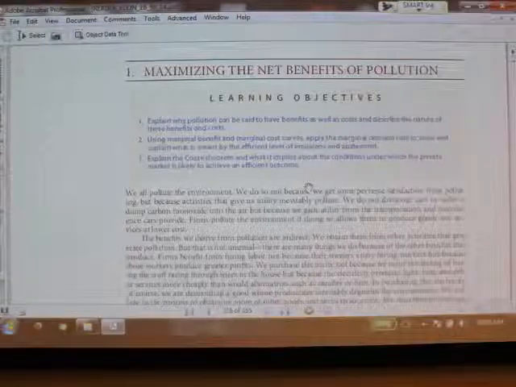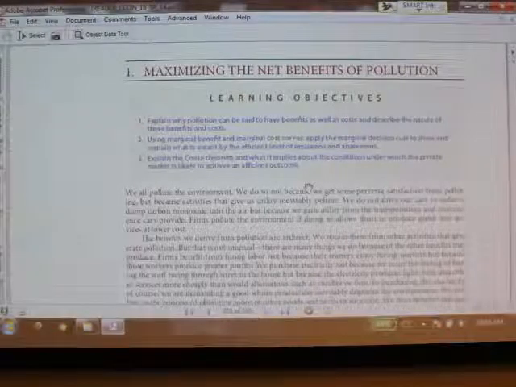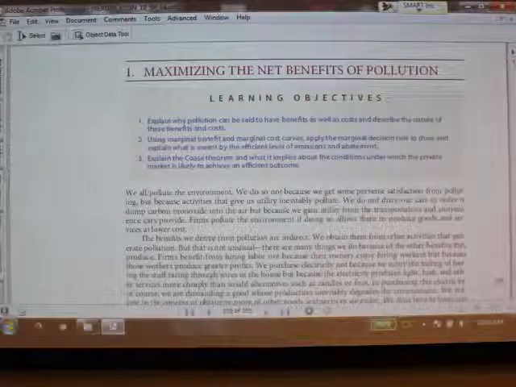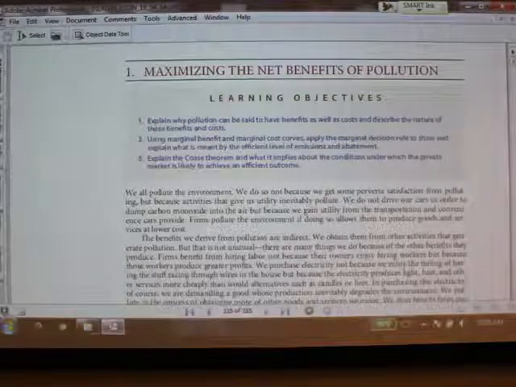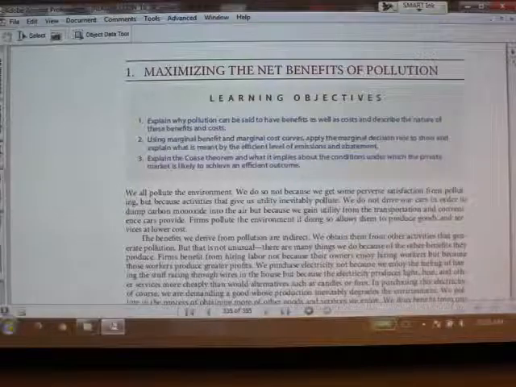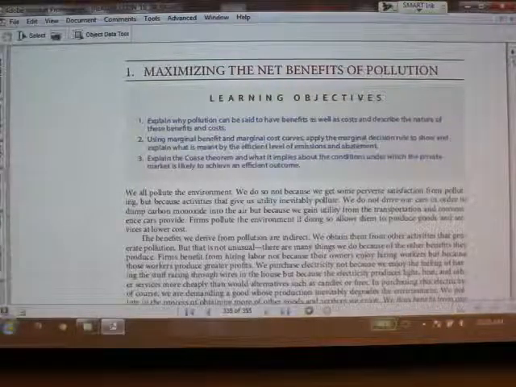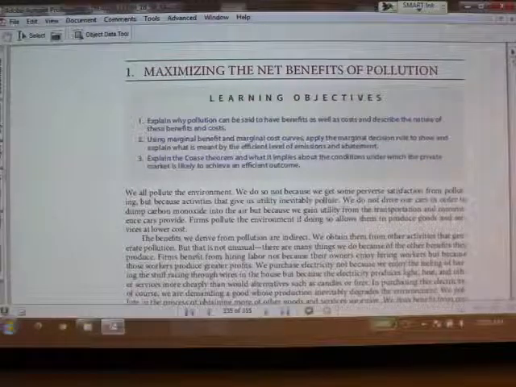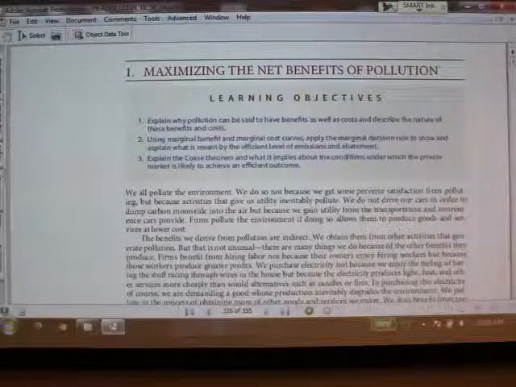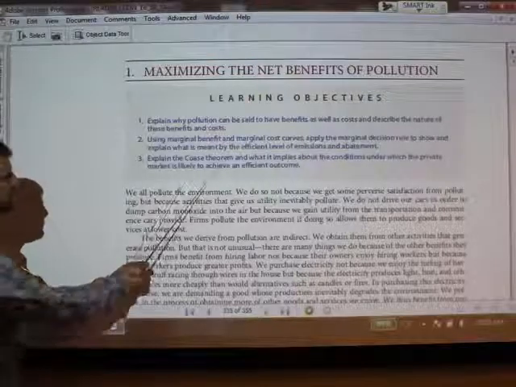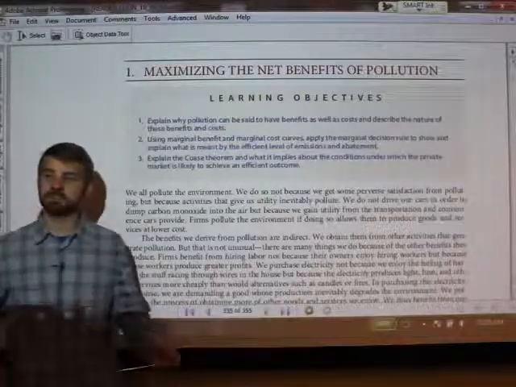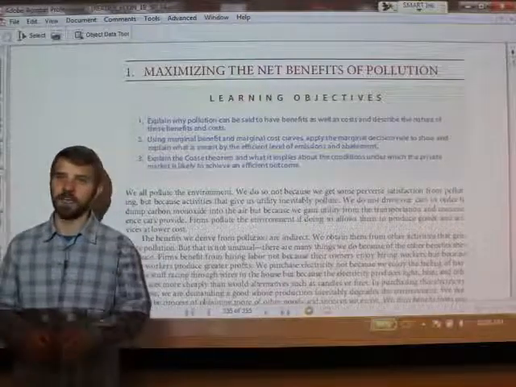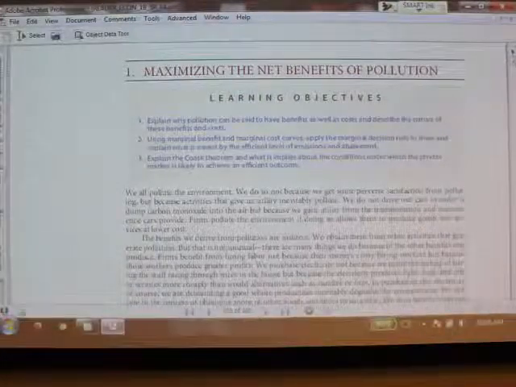Here we're going to talk about the nature of benefits and costs of pollution, and review the concept of marginal benefit and marginal cost, which we saw originally in chapter 6. So we'll have to reach back into that chapter for some refresher. And then we're going to talk about this important idea called the Coase theorem, named after an economist who recently passed away, but he's a Nobel Prize winner named Ronald Coase, and I'll say more about him when we get to that part of this section.